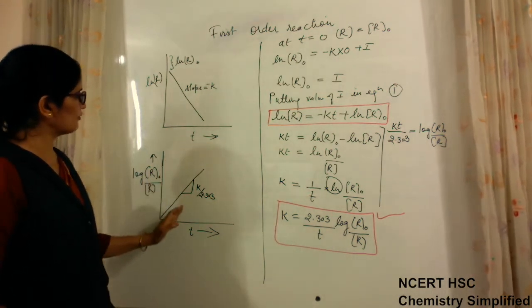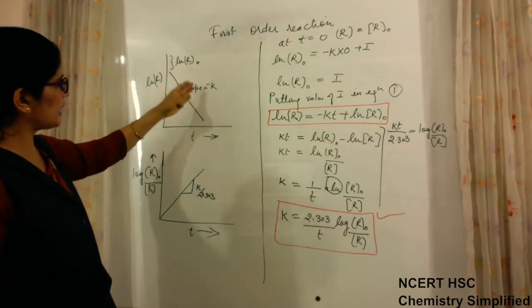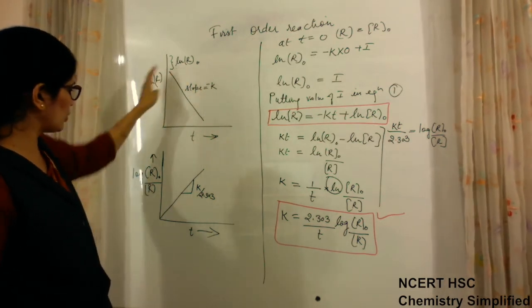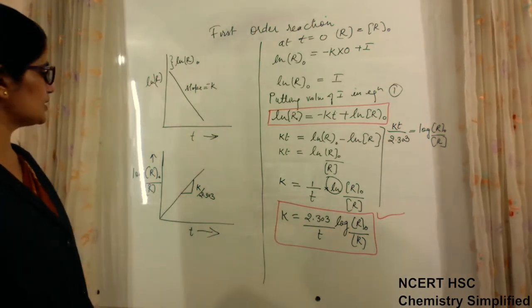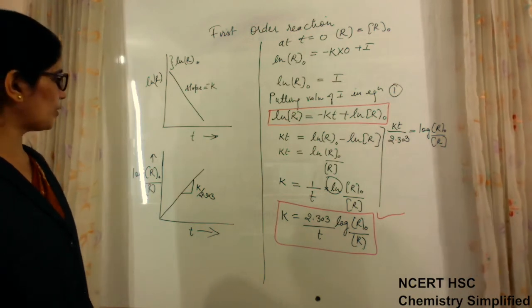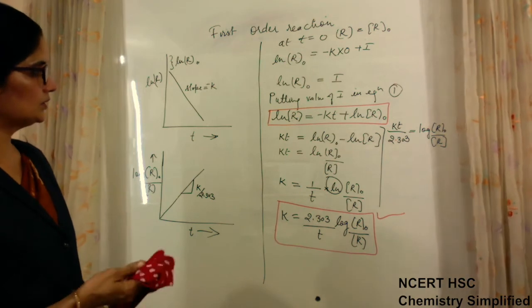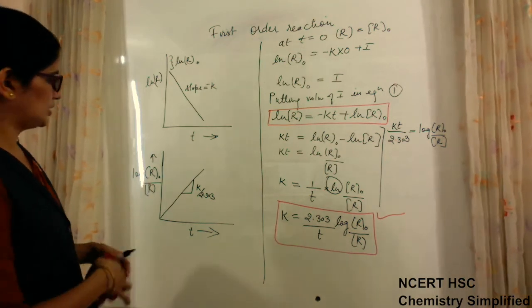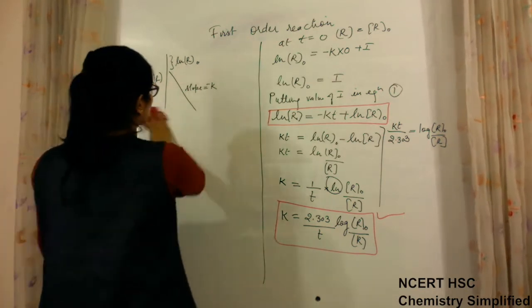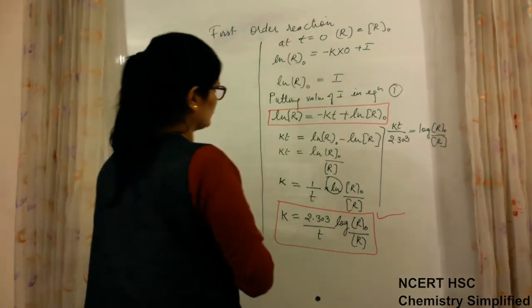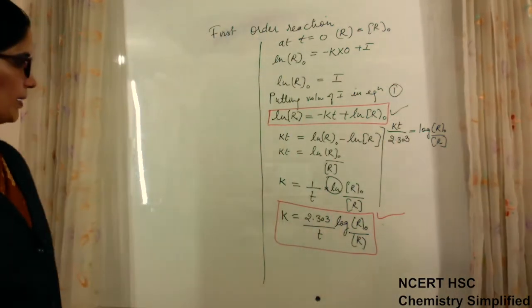So if a graph is plotted between ln R and t, it will be like this, giving you the value of slope and ln R naught. If it is plotted between log of this, then k by 2.303 is the value given by the slope of this graph. Okay, so these are the two formulas which are there for it. So one this and second this, we have to remember.